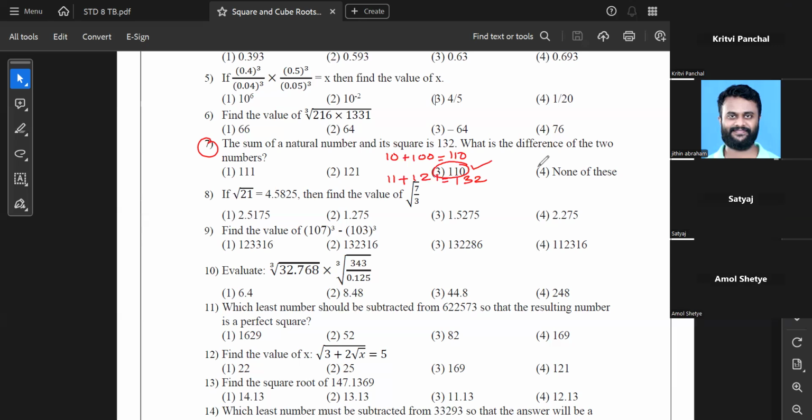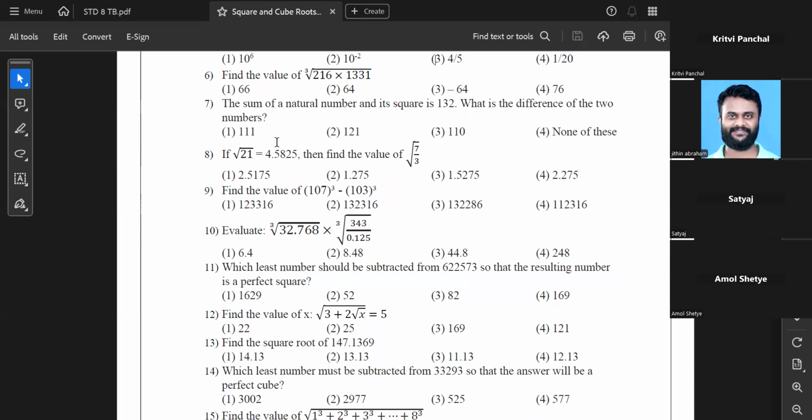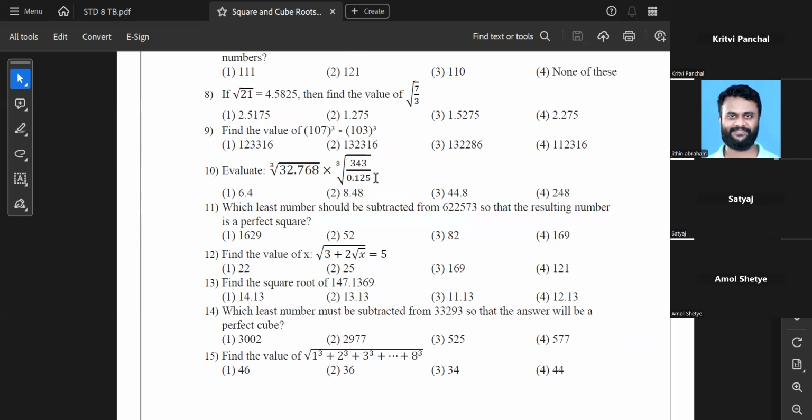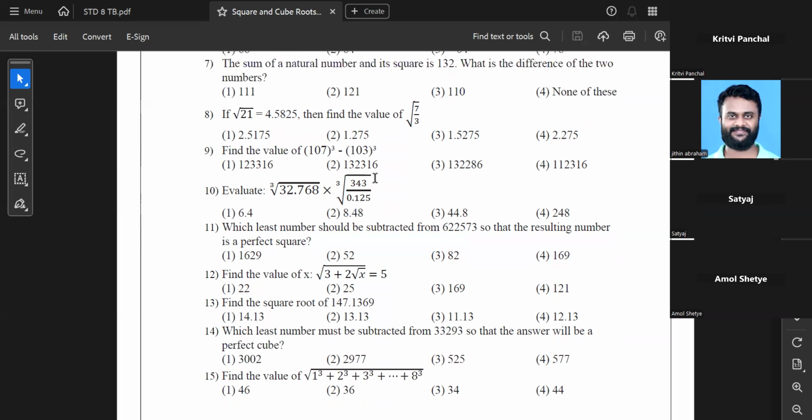Sir, we can also do this using quadratic equations, right? Like x square plus x is equal to 132. So x square plus x minus 132 is 0. Yes, you can do that. That is also allowed. Whichever sounds better to you, you can do that. For any problem, you will have n number of solutions, n types of solutions you can find out. But choose the one which you feel is better for you.